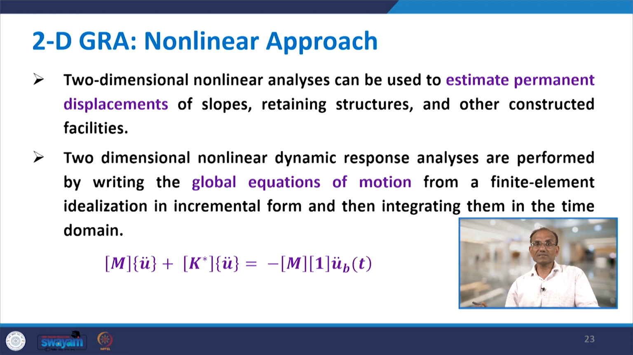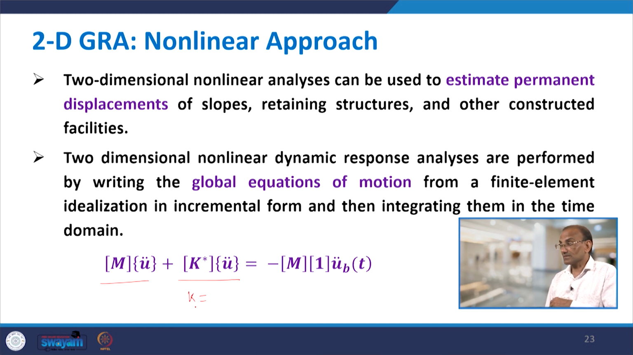2-dimensional nonlinear dynamic response analyses are performed by writing the global equations of motion from a finite element idealization in incremental form and integrating these in the time domain. So, you have this equation, which is what is called the equation of motion, but damping is not considered. You have mass multiplied by, and k star is a complex number, and the damping is considered in the part of k star. Here k is stiffness, it is not the wave number. Normally it is k into 1 plus iota twice chi. This way the damping is considered by using a complex number rather than a real number for stiffness.